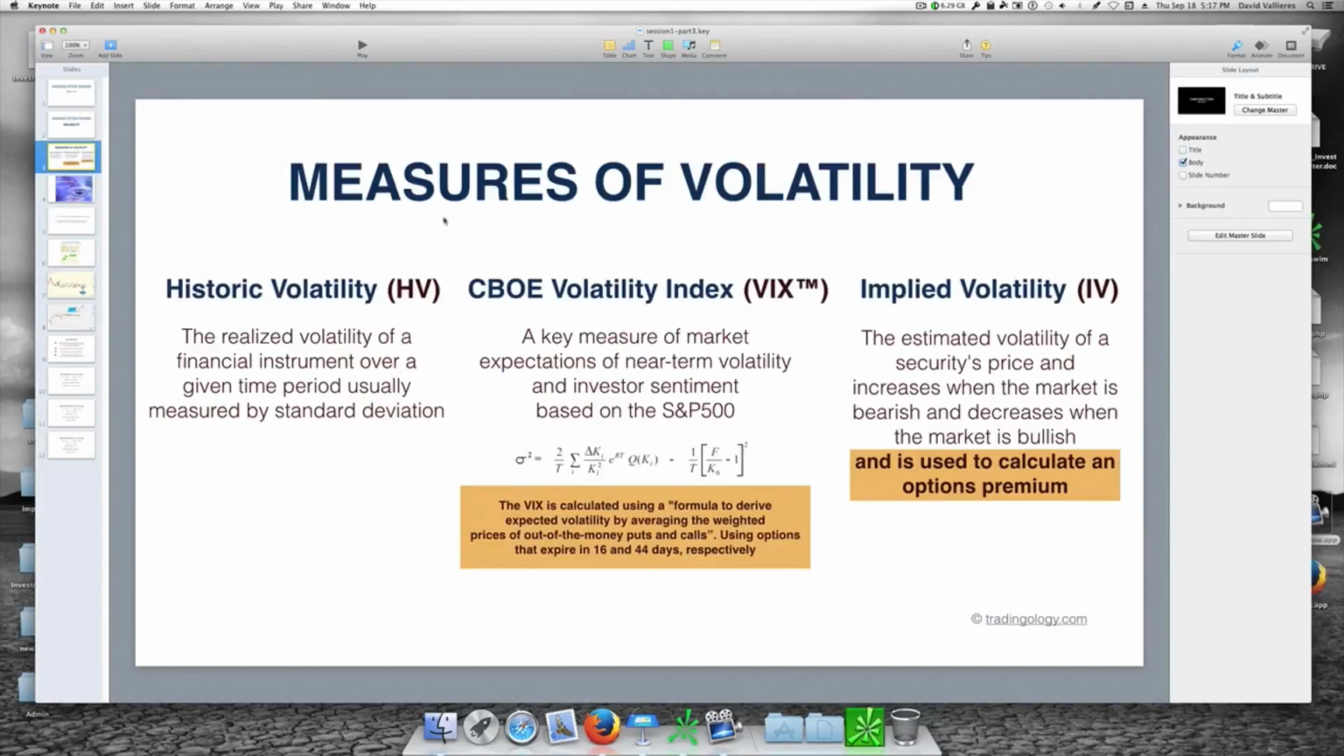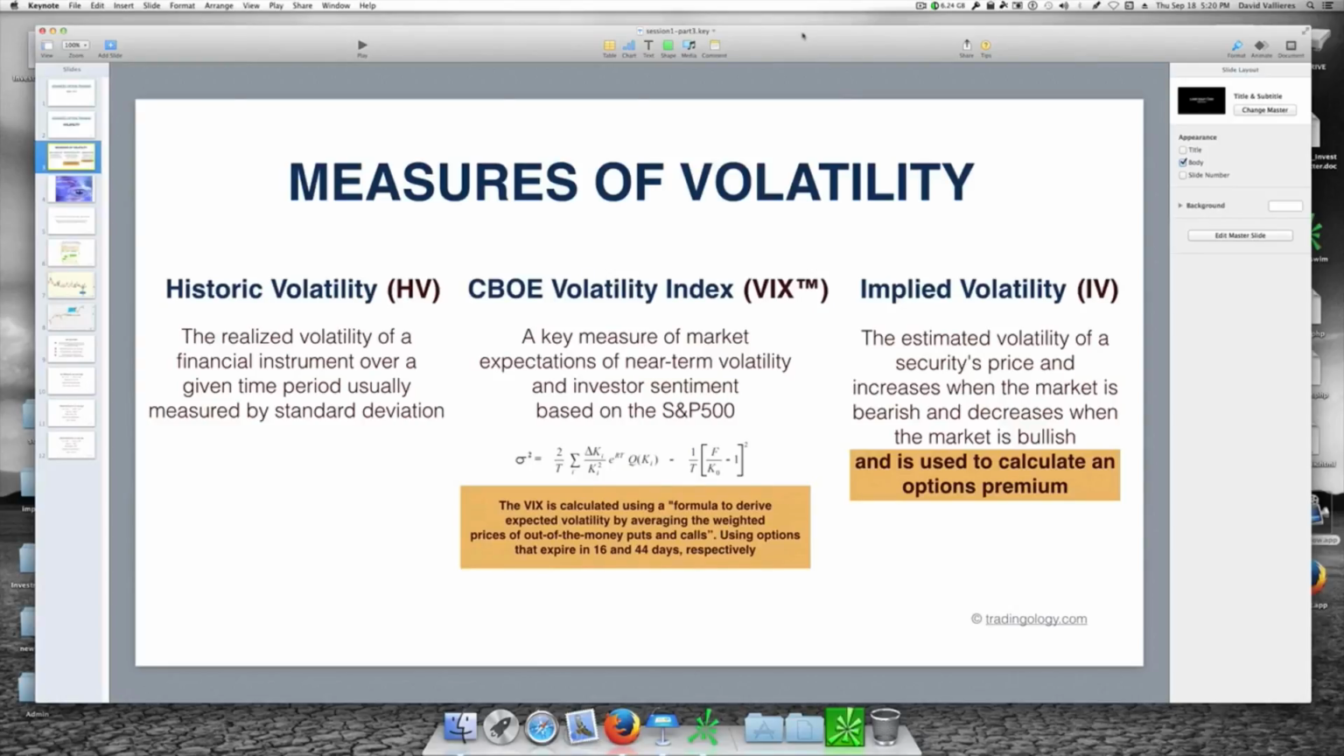There are three measures of volatility. There's historic volatility, there's the VIX, which is the CBOE Volatility Index, and then there's implied volatility. Historic volatility is simply the history of volatility over the history of a financial instrument over time, measured by standard deviation. I'm not going to get into a lot of the details, but you can look it up on your own. But basically, it's exactly what it says.